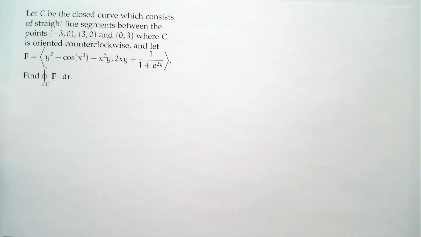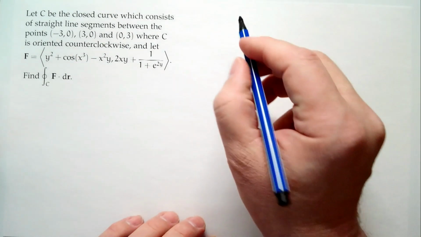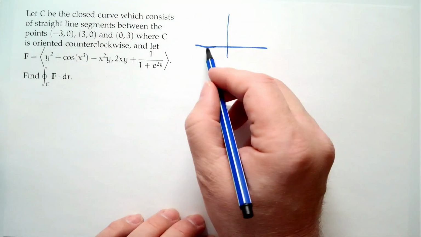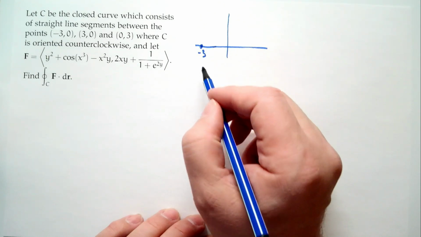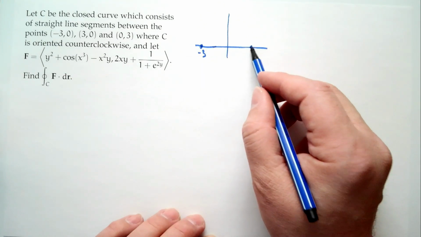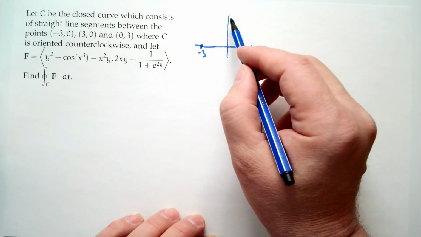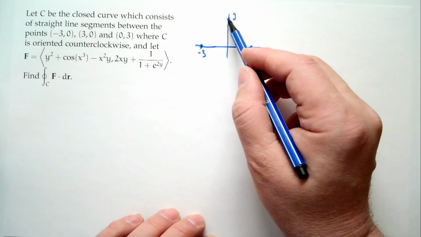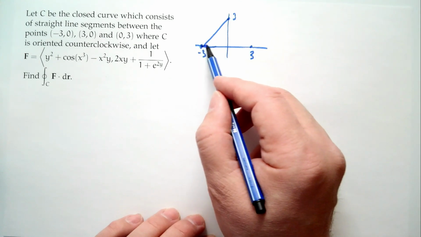Let C be the closed curve, which consists of straight line segments between the points (-3, 0), (3, 0), and (0, 3). So it's probably good to sketch this curve. So let's see, (-3, 0) would be over here. (3, 0) would be over here. And (0, 3) would be up here. And so C consists of straight line segments. So it's these straight line segments here.